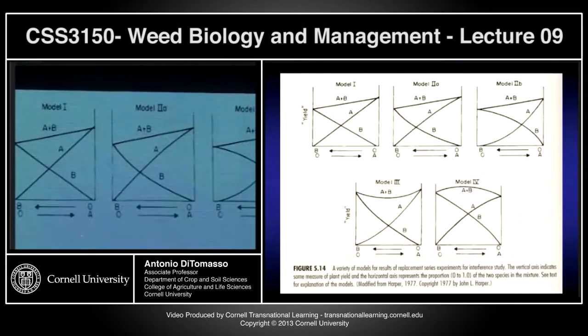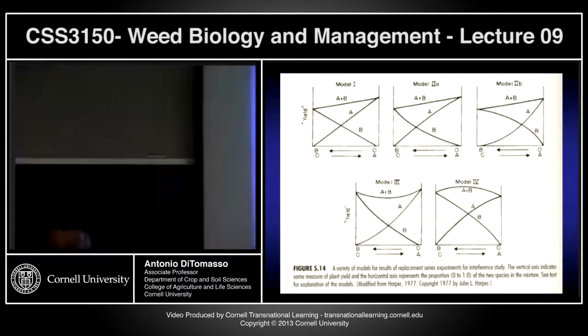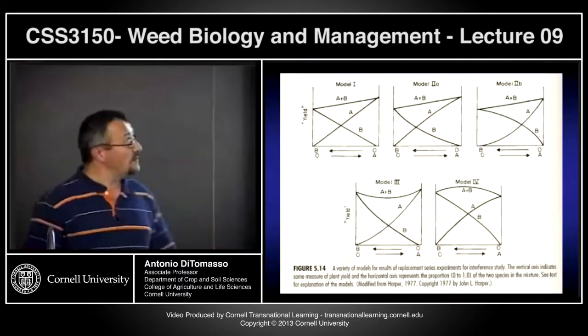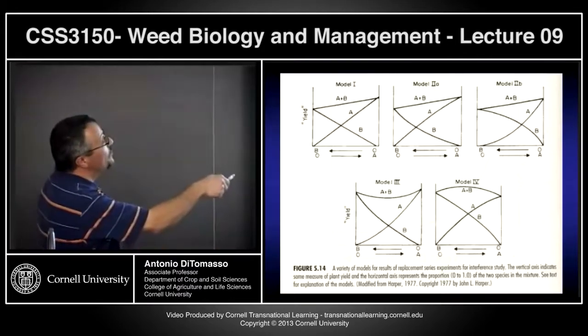Is the concave, convex line above or below the line? So let's look at A. If the diagonal would be here, this would tell you it's an equal competitor. Is A giving you greater biomass, greater performance than you would have expected based on its proportion in the mixture? Yeah, this is what it's doing. It's producing more than you would have expected.